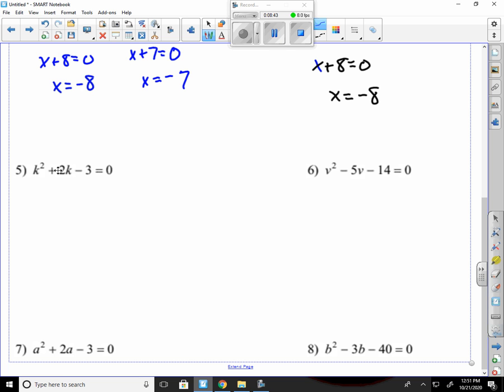Number 5. K squared plus 2k minus 3. What multiplies to give me k squared? What multiplies to give me negative 3? I have k and k. I have minus 3. That becomes a plus 3 and a minus 1. Positive 3 minus 1 gives me 2. K plus 3 equals 0. K minus 1 equals 0. K equals negative 3. K equals 1.